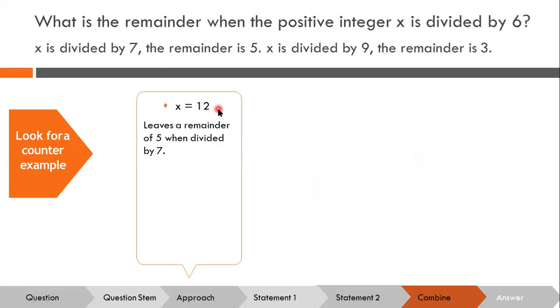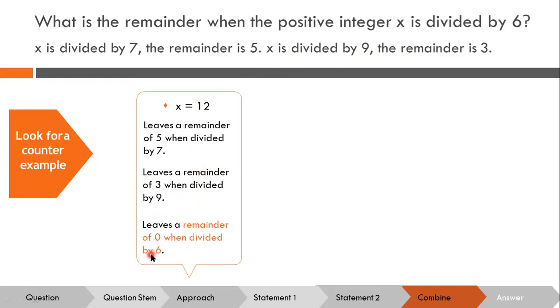Let x is 12. Let x is 12. Leaves the remainder of 5 when divided by 7. So if you are taking 12, the remainder is 5. 12 divided by 7, 5. And leaves a remainder of 3 when divided by 9. So 12 is the unique number. When we are dividing, this 12 is satisfying both the conditions. So leaves a remainder 0 when divided by 6.